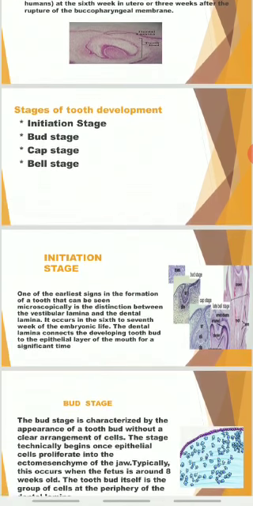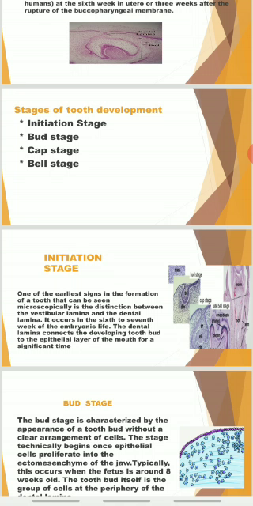One of the earliest events in the formation of a tooth that can be seen microscopically is the distinction between the vestibular lamina and dental lamina. It occurs in the 6th and 7th week of embryonic life. Well, in the initiation stage, dental lamina connects the developing tooth bud to the epithelial layer of the mouth for a significant time. Well, this is all about the initiation stage.